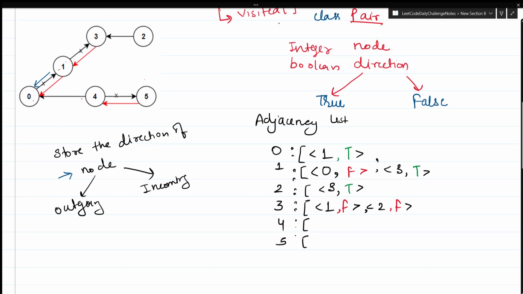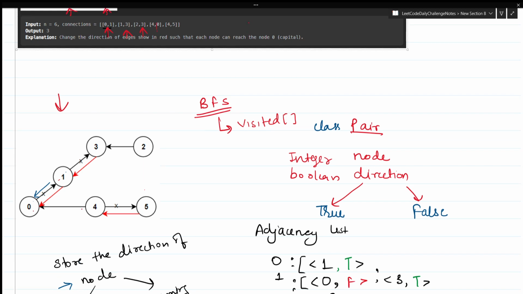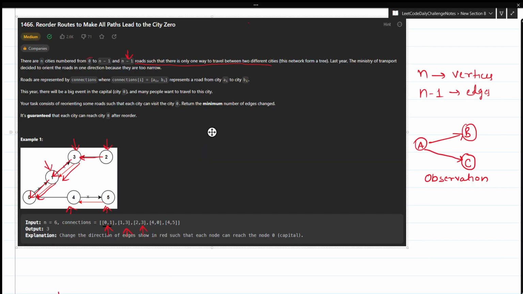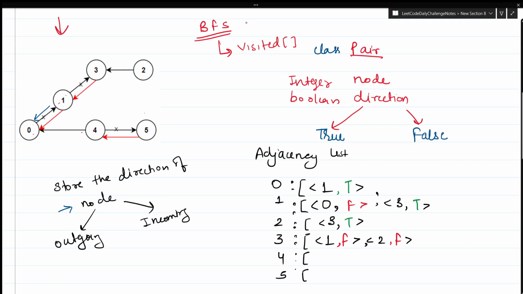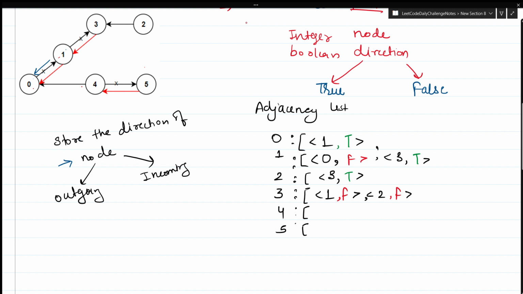Then 4 to 0. What does 4 to 0 mean? There is an outgoing branch from 4 to 0, so I will store true here. The same thing I will do for 0 to 4, with a false.